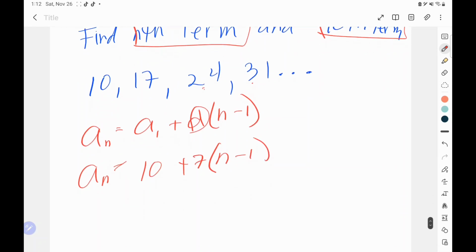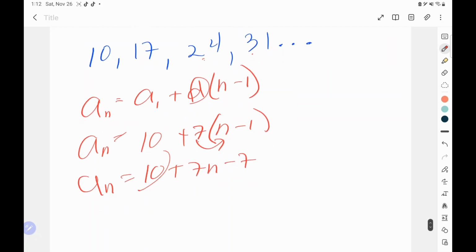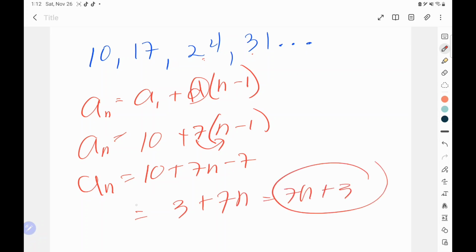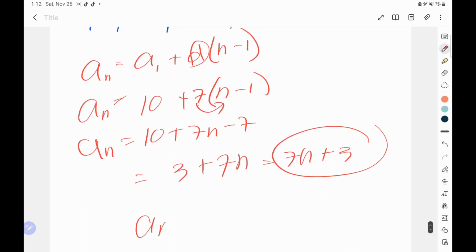After that, simplify. So we have our a sub n, or a n term, 10 plus 7 times n, which is equal to 7n, and 7 times negative 1, which is equal to negative 7. And then combine like terms, which is equal to 10 minus 7 is equal to what? 3, right? Plus 7n, or 7n plus 3. That's your nth term.